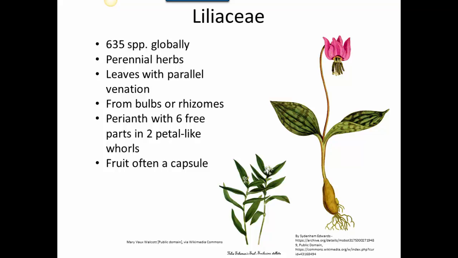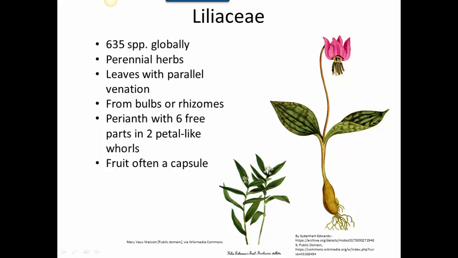Now let's take a look at the lily family, Liliaceae. This is a much smaller family with only about 600 species globally. This family includes perennial herbs, so all herbaceous plants in the Liliaceae family. Like the Orchidaceae, they're monocots, so they have leaves with parallel venation. Also, like the orchids, the lilies are often coming out of the ground from an underground stem, like a bulb or a rhizome.